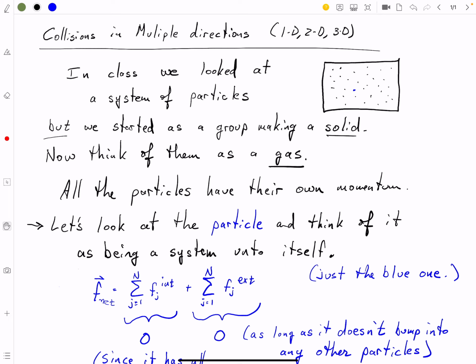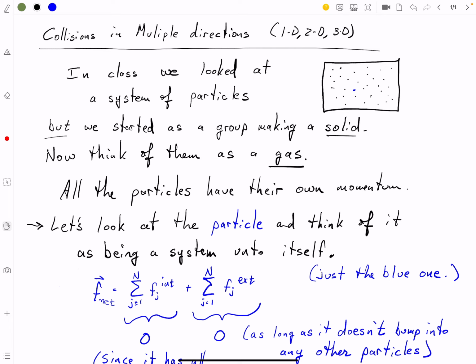I've got this system over here. And if you notice, one of those particles is a blue particle. We're going to focus on that blue particle in a minute. We started out making that whole group of particles a solid so that they couldn't really move in relationship to each other. And they all were interconnected, right? Like with springs. But we want to think of them as a gas now. Okay, so they're all moving around, bouncing around, hitting each other. And they all have their own momentum.